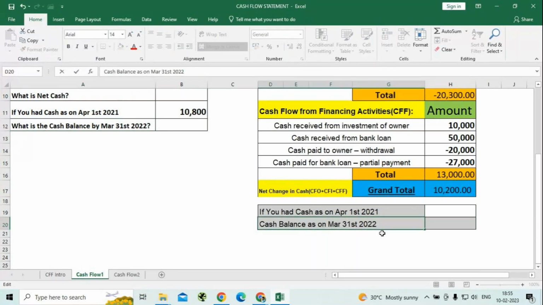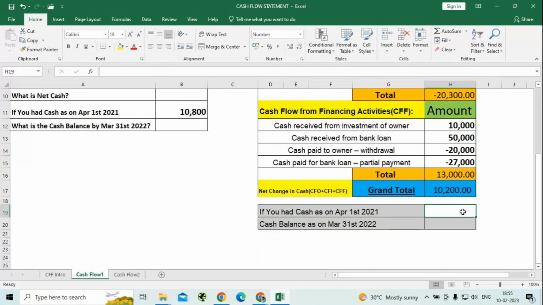Yeah. The last year's closing balance was 10,800. It was carried forward to the next financial year. So here the opening balance is 10,800. So what could be the cash balance as on March 31st, 2022, that is, at the end of this financial year? So what could be the amount?